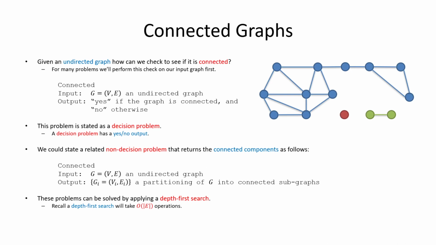Now, why do I bring this up? These connected questions are not often a big problem that we face. More often than not, if you have to check to see if a graph is connected, you're probably doing that before you do something else. Or if you're fetching out the connected components, again, that might be a subroutine or a sub-problem that you have to solve before you go on and do something else.